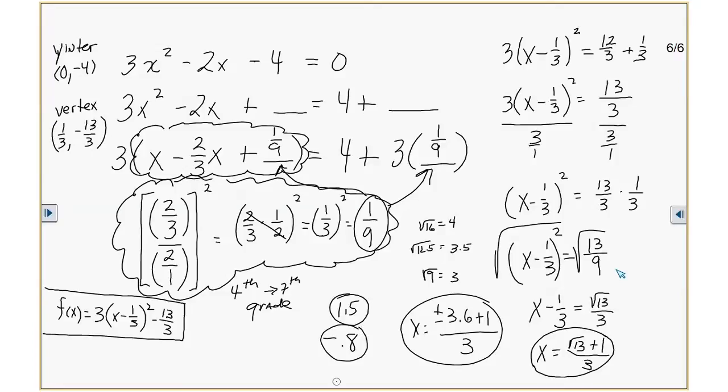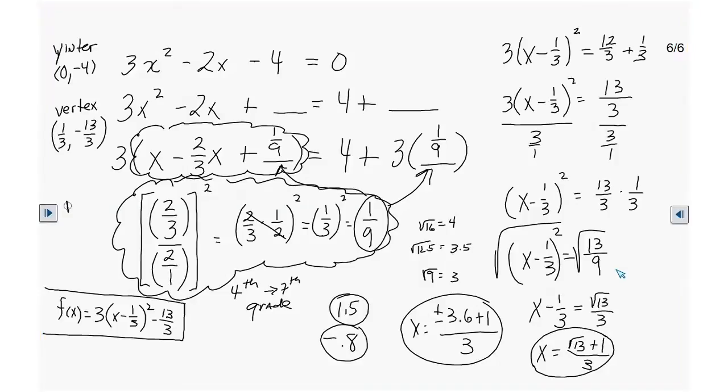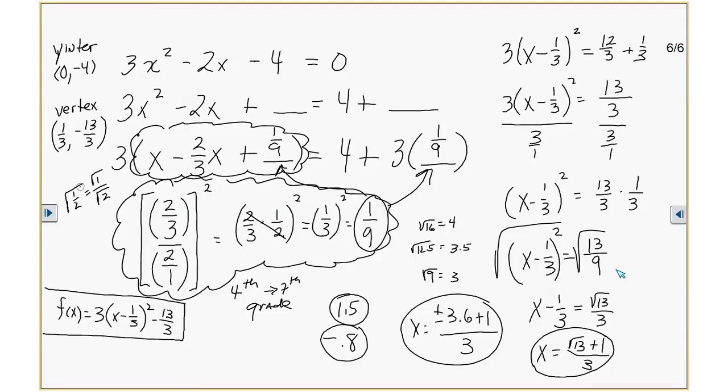We've got x minus 1/3 equals the square root of 13 over 3. Above it we had 13 over 9. How did it evolve to 13 over 3? What's the square root of 9? Remember back in 4th, 5th, 6th grade, the square root of 1/2 is equal to the square root of 1 over the square root of 2. You could break up one radical into two radicals.